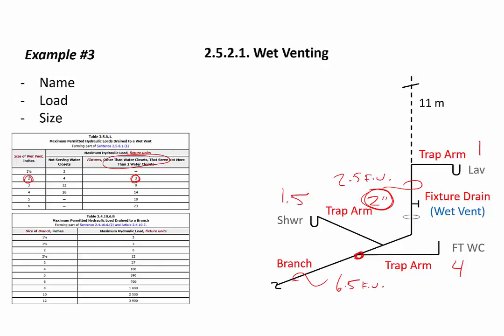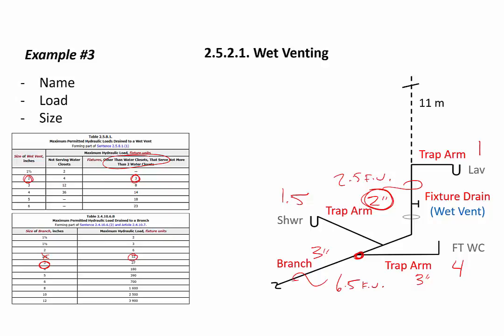Okay, branch table, 6.5 fixed units. It says for up to 12 I can use 2.5", but of course I got to be at least 3" to accommodate the 3" trap arm from the water closet. So you can see how the water closets always dictate this minimum size.